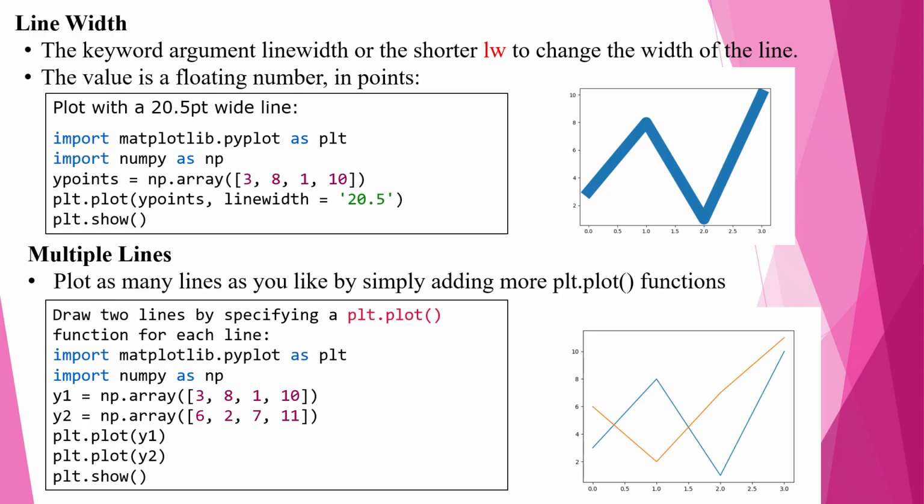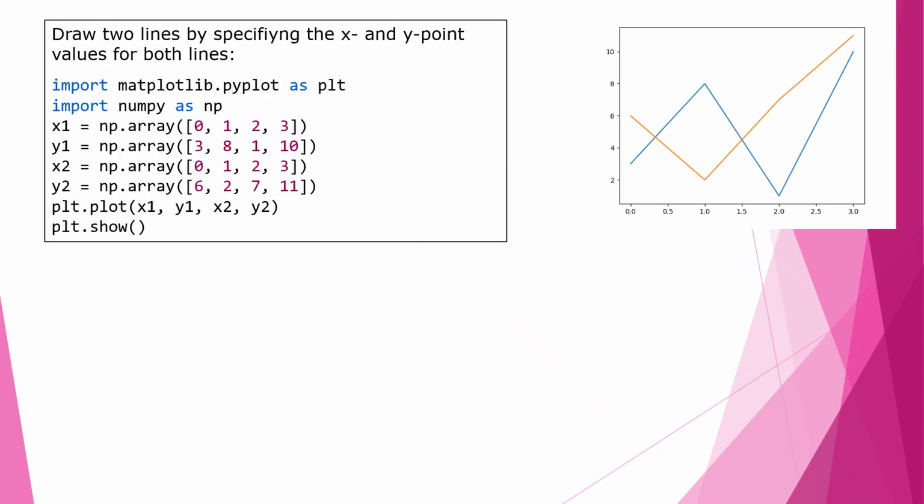Additionally, Matplotlib allows plotting multiple lines on the same graph by simply calling the plot function multiple times with different datasets. Each line can represent different data and can be customized individually using colors, styles, and widths. This feature is especially useful for comparing multiple datasets within a single visualization, making the analysis more effective and visually clear. The code in this slide demonstrates how to plot two lines on the same graph using Matplotlib.